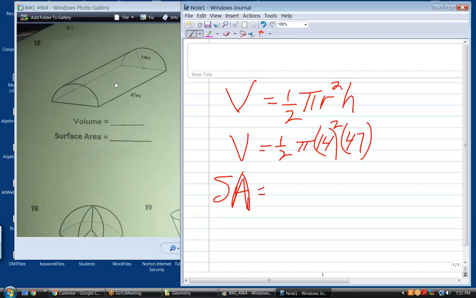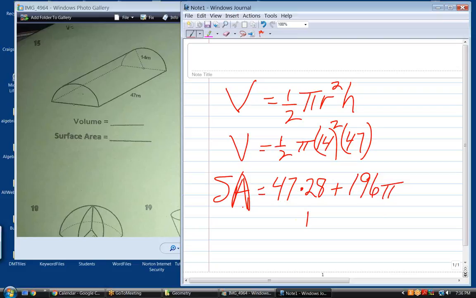So what is the area of this bottom base that it's sitting on? 47 times 28. Okay, we're going to add to that the combined bases. Well, 2 half circles make a full circle. So what is the area of both of these bases? 196 pi. Okay.